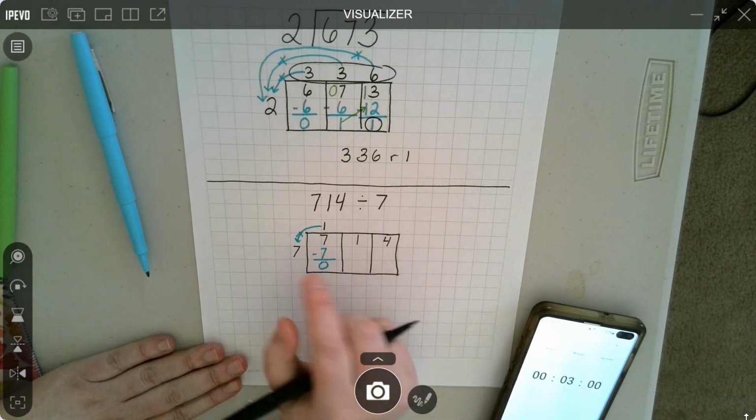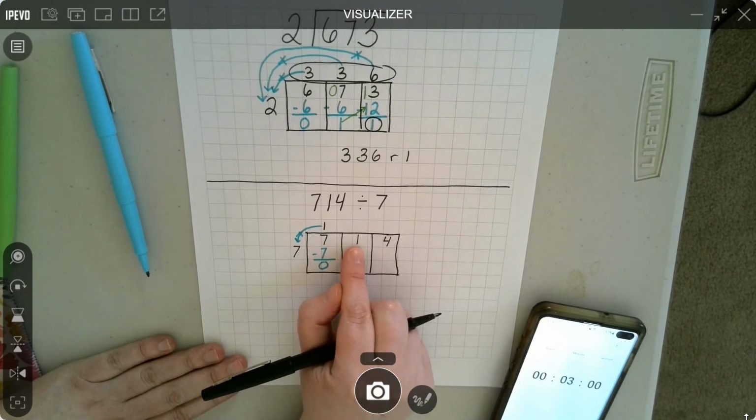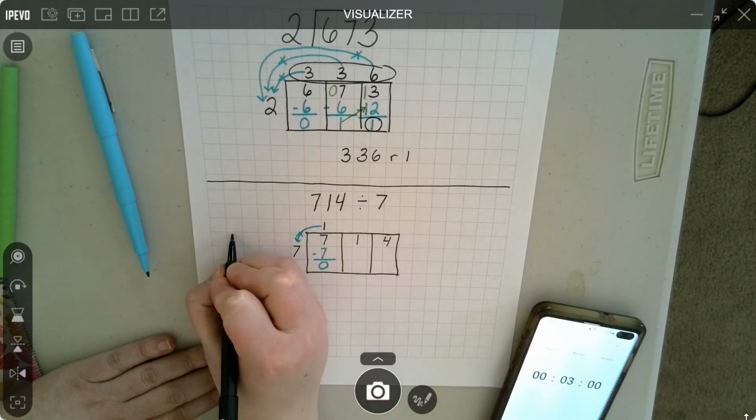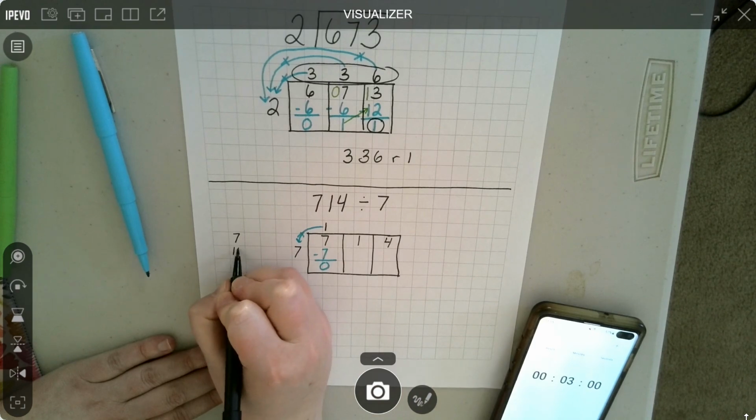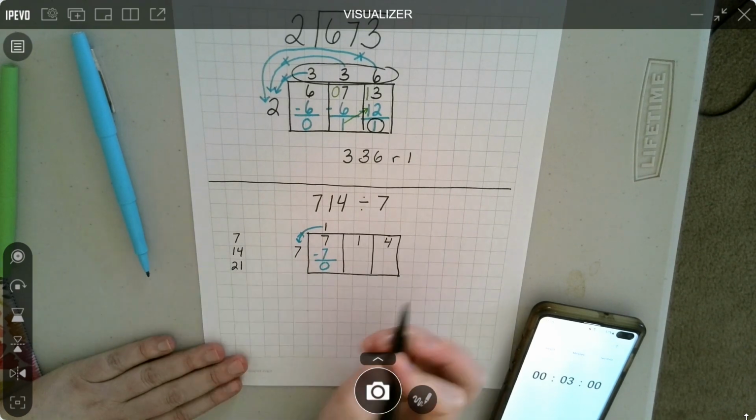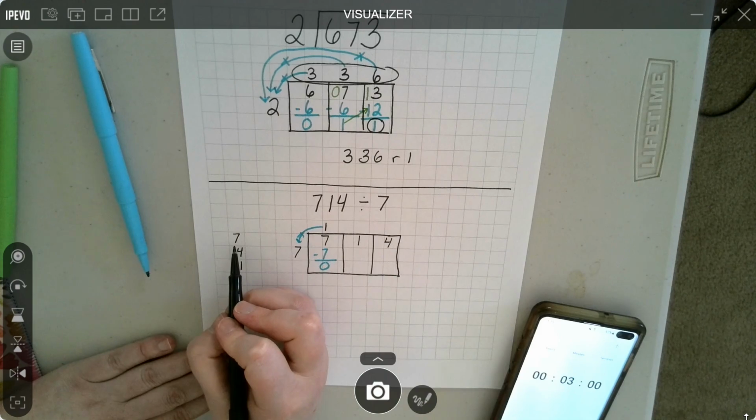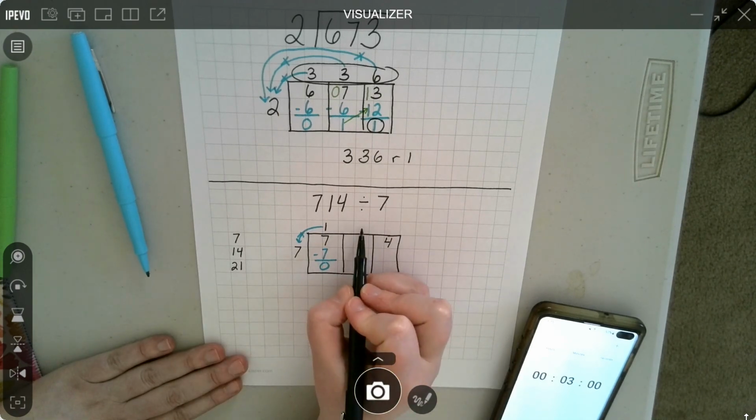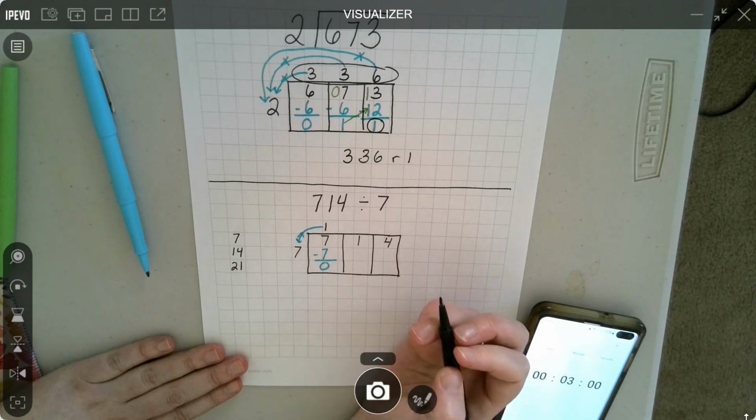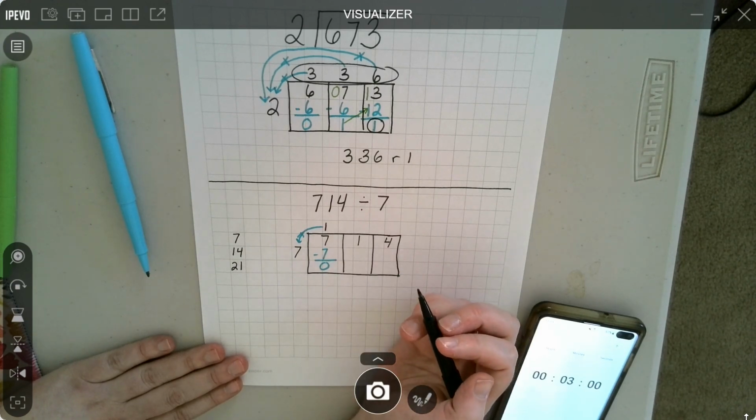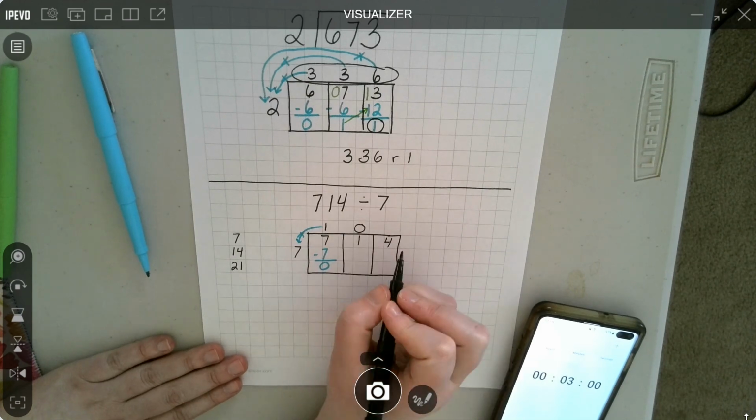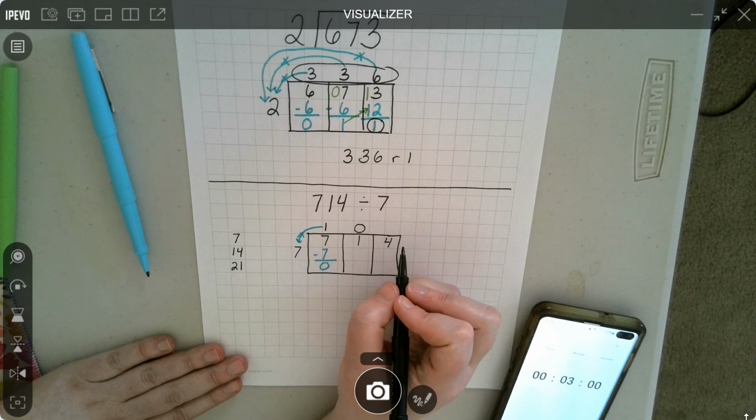Now, how many times can 7 go into 1? Well, it can't. Watch. 7, 14, 21. When I look at the first multiple of 7, it's already too much. It's already over 1. So I have to put something there. How many times can 7 go into 1? Well, it can't. It can't at all. So I'm going to put a 0 there. It's not a ghost 0. It's a placeholder 0. Okay?